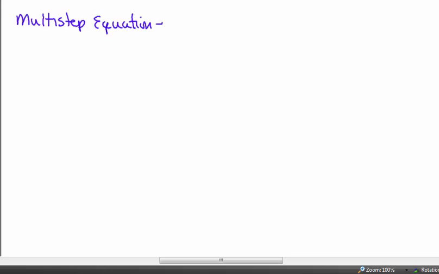Okay, a multi-step equation simply refers to an equation solved in 2 or more steps. In the last section, we solved single-step equations where we only had to complete 1 step, or in the case of the fractions, sometimes 2 steps to solve the equations, but really they're meant to be single-step equations. Multi-step equations require us to solve in more than 1 step.